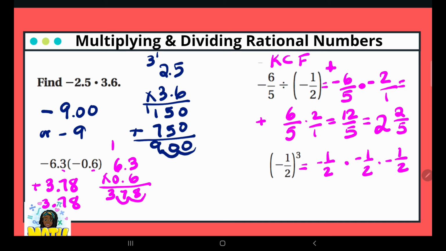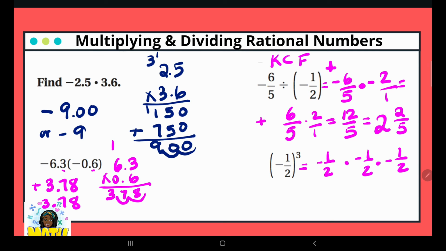So exponents represent repeated multiplication. So here, if I have negative 1/2 being raised to the third power, that means I'm going to multiply negative 1/2 by itself 3 times. So that's the reason I wrote negative 1/2 times negative 1/2 times negative 1/2. Okay, and just a reminder that those big dots represent multiplication.